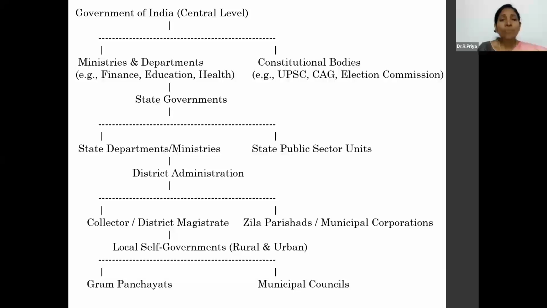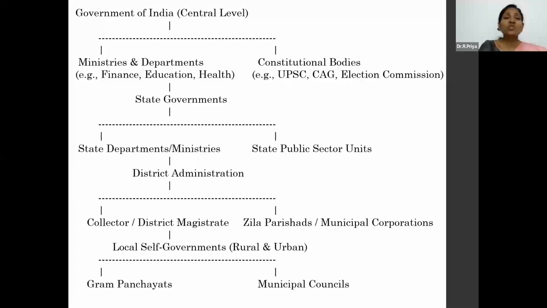Then local self governments, rural and urban, simply the grassroots, right? The municipal corporations and councils for towns and cities. In rural areas, panchayati raj institutions like gram panchayat for villages. So these are the basic structures of public administration.